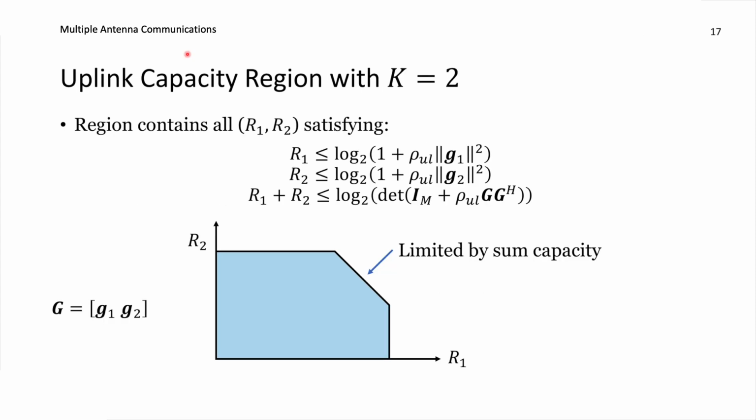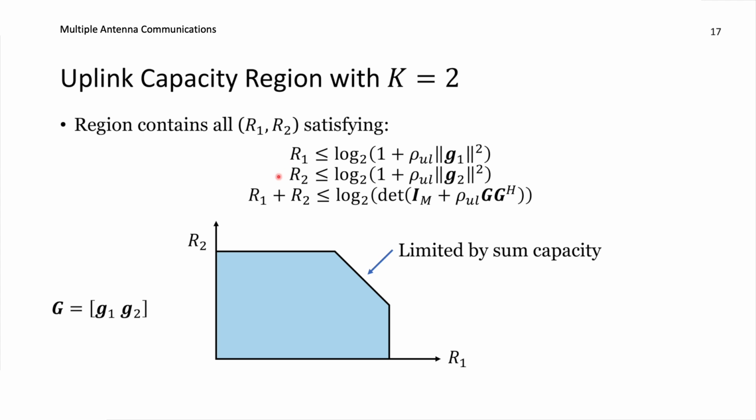Here's an example of the entire uplink capacity region when we have two users. So the capacity region is describing all the rates R1 and R2 that we can achieve simultaneously for these two users. And we let the channel matrix be divided into two columns, G1 and G2. G1 is the channel from user 1 to the base station, and G2 is the channel from user 2 to the base station. And if we are serving only one of the users, then if we serve user 1, we have a SIMO channel. We know its capacity is log2 of 1 plus the SNR times the squared norm of the channel vector.